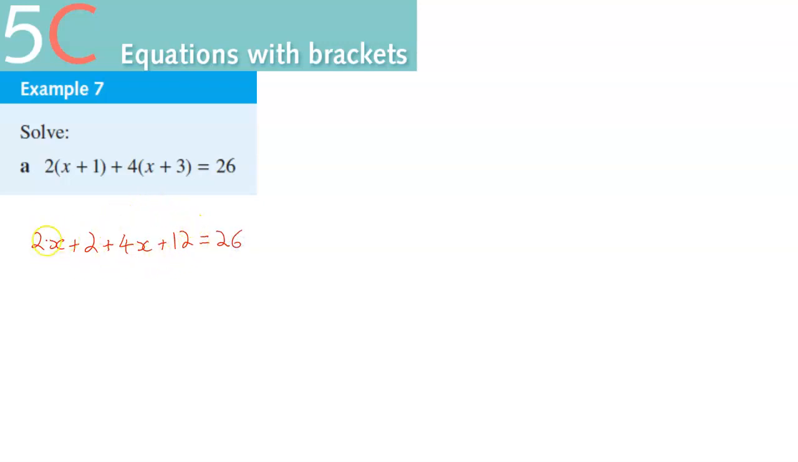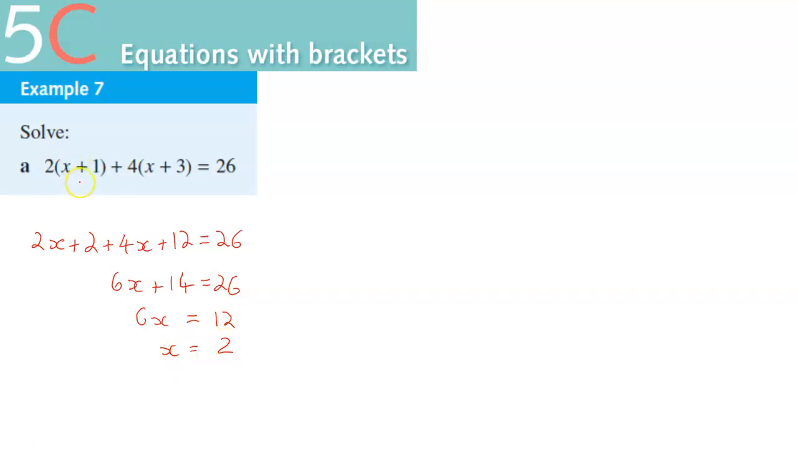Now I can collect like terms on the left-hand side here. So I've got 2x and 4x. That gives me 6x. 2 plus 12, that gives me 14. Now I have just a straightforward linear equation. I subtract 14 from both sides and I divide by 6. Here I could have started by dividing by 2, but I don't think it's really going to make it much easier for you. So when we have two brackets like this, start by expanding them, collect like terms, and then solve as normal.